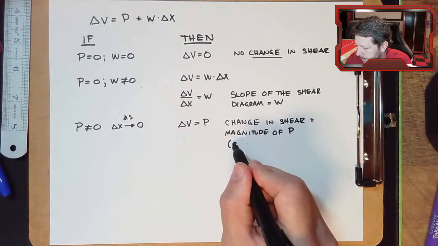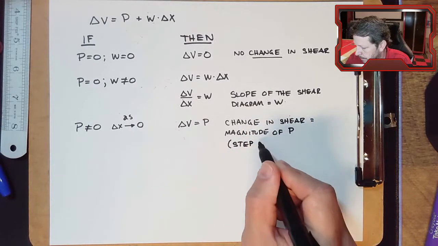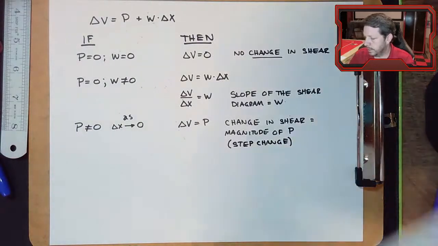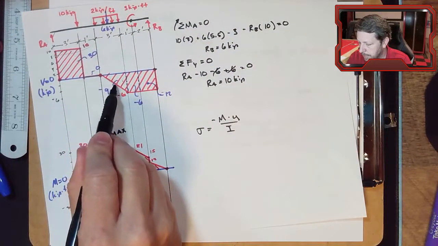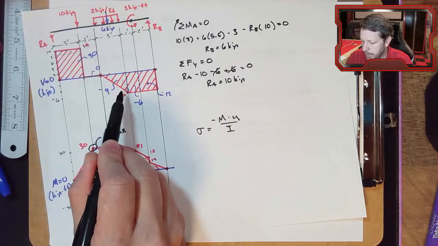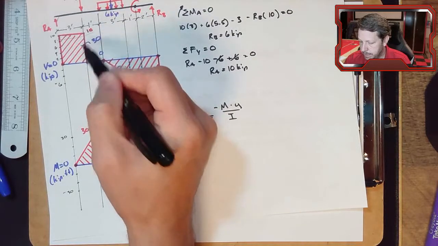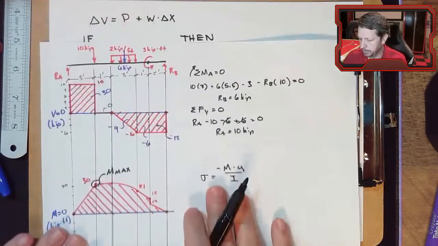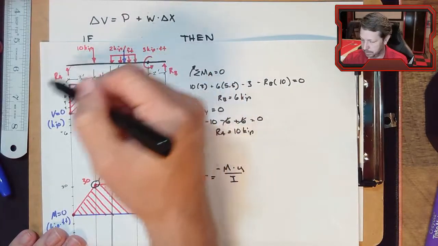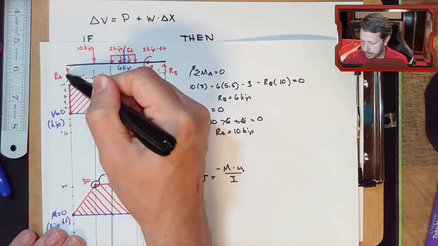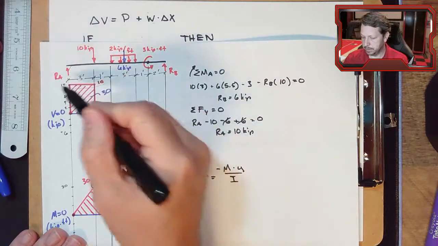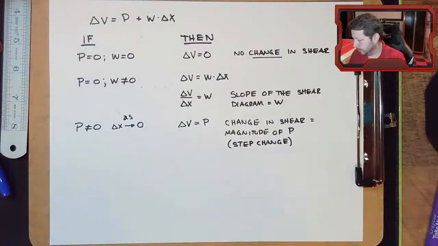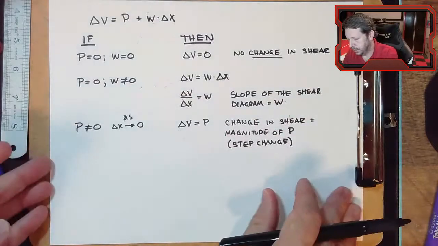So this is a step change. Here with the distributed load, you have a gradual change from one point to another. But with point loads, you have a step change. It just immediately goes down or up, depending on if the point load is down, or here's a point load that goes up, the reaction at A goes up. And so this is a step change every time you have a point load. So let's actually start working on this problem now that we have some rules.